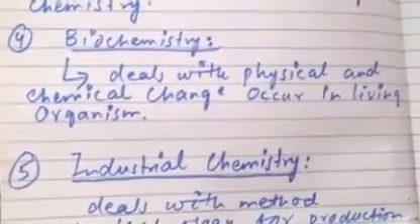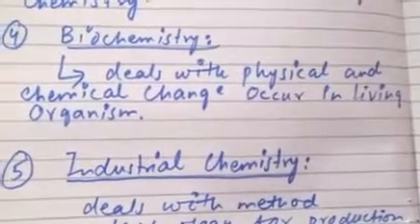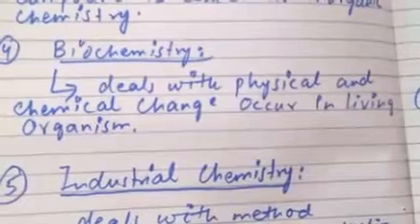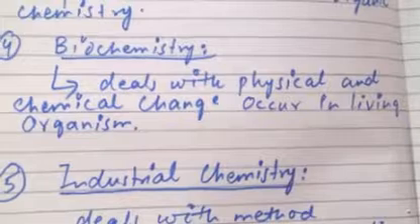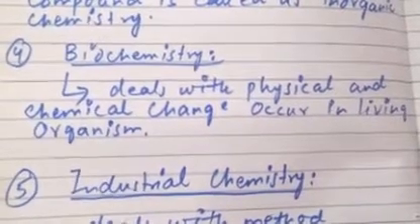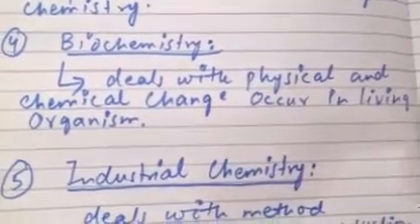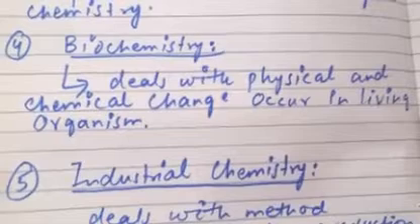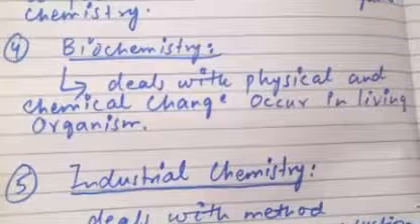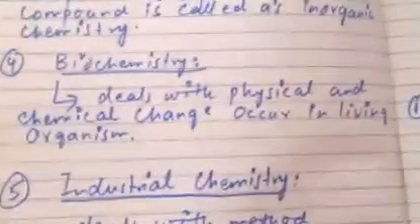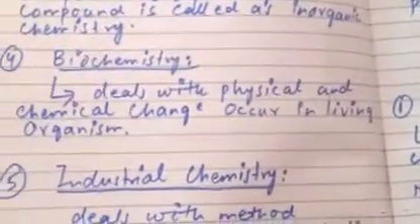The next one is biochemistry. It is derived from two words. Bio means life, in which we study about living organisms, and the second one is chemistry. So simply in biochemistry, we deal with the physical and chemical changes that occur in living organisms. A simple example of this branch is the process of digestion. The process of digestion takes place in living organisms, and chemical changes occur during digestion. So the food being digested in a living organism is an example of biochemistry.